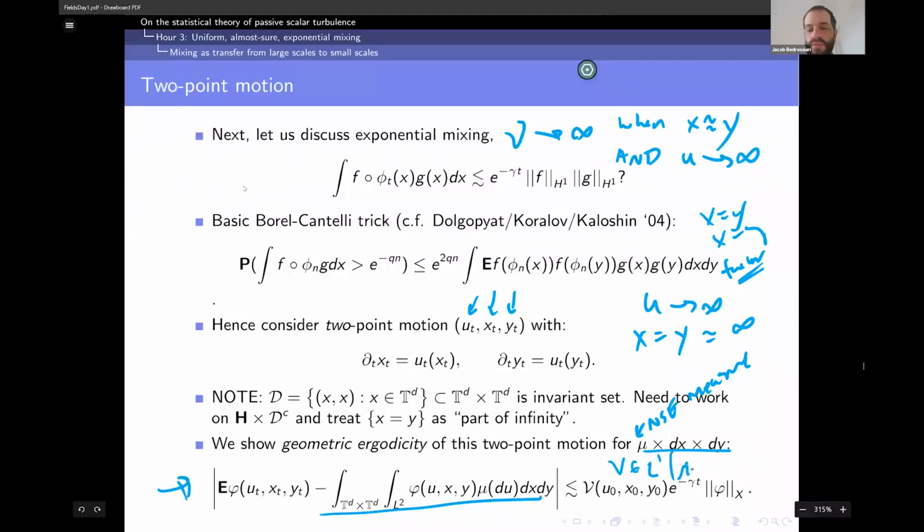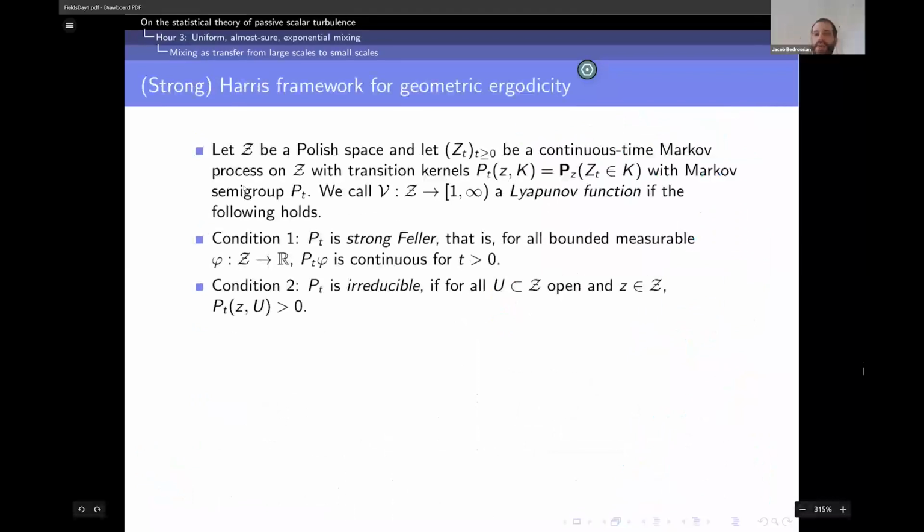Okay, so this is our goal. This is the goal of 95% of this exponential mixing paper: proving this statement of the two-point motion. All right, how do we do that? There's a number of classical frameworks for proving exponential ergodicity for Markov processes. We're going to follow a strong Harris framework because of a lot of reasons, which I'm not going to get into all of them. But one of them is because we can, and there are some reasons why we sort of have to for now.